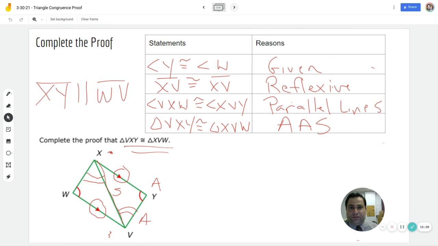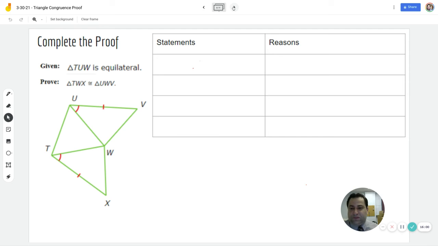Let's take a look at another one. So I have some givens here. We have a side, an angle, and then I am also given that triangle TUW is equilateral. So let's start to fill in some of these things. So here we have one tick mark to one tick mark. So UV is equal to TX. And that's a given.